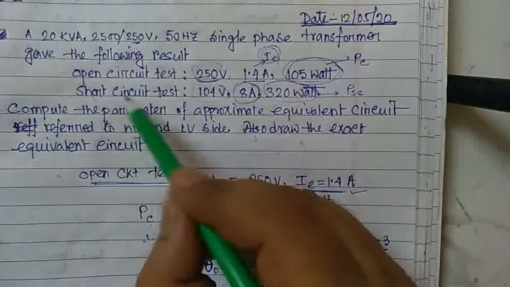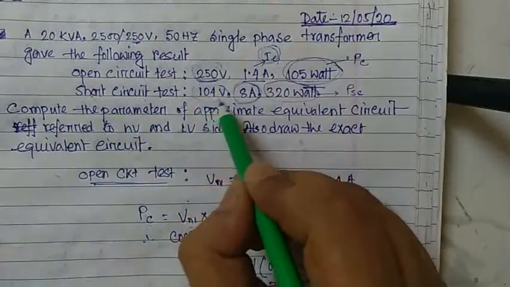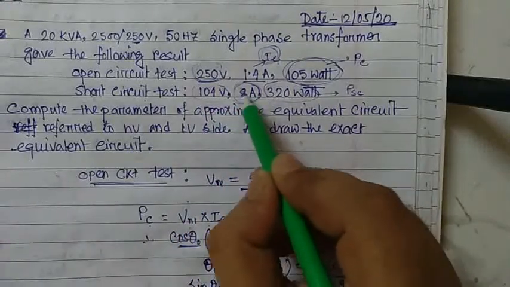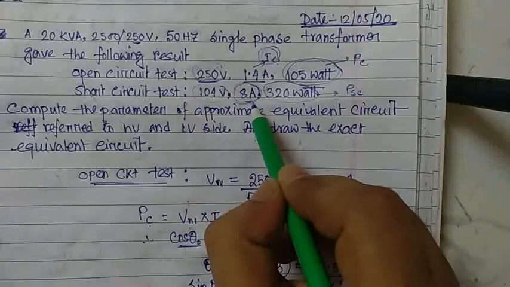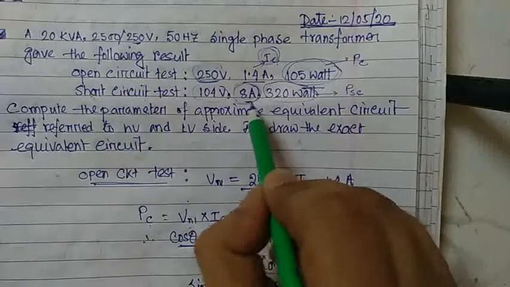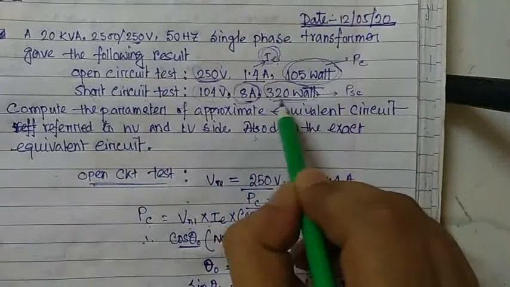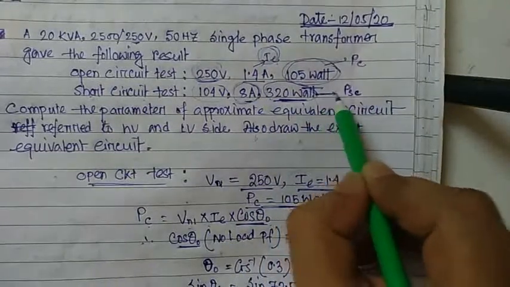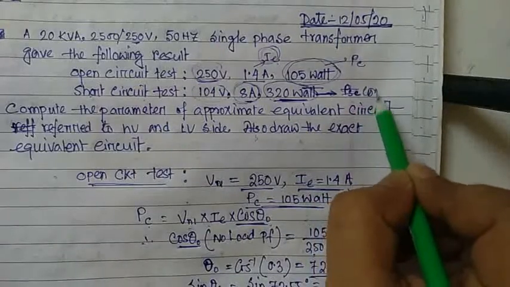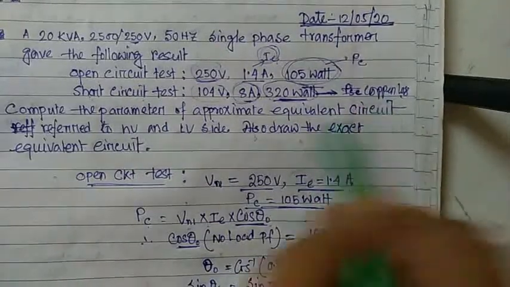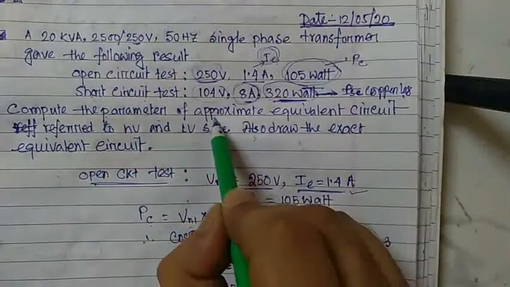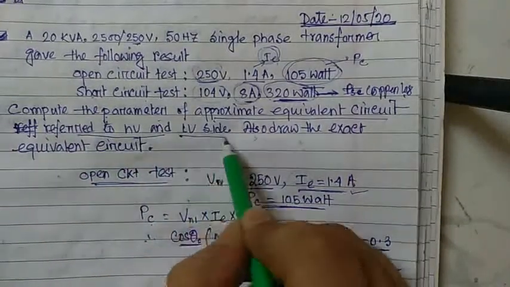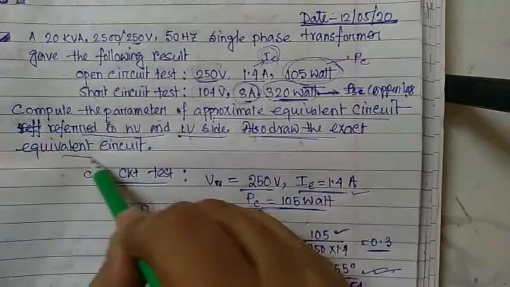Similarly, in the short circuit test we apply 104 volt and the rated current of 8 ampere, 320 watt. Remember that 8 ampere is the rated current. Here 320 watt is the copper loss. So compute the parameters of the approximate equivalent circuit referred to the HV and LV side. Also draw the exact equivalent circuit.